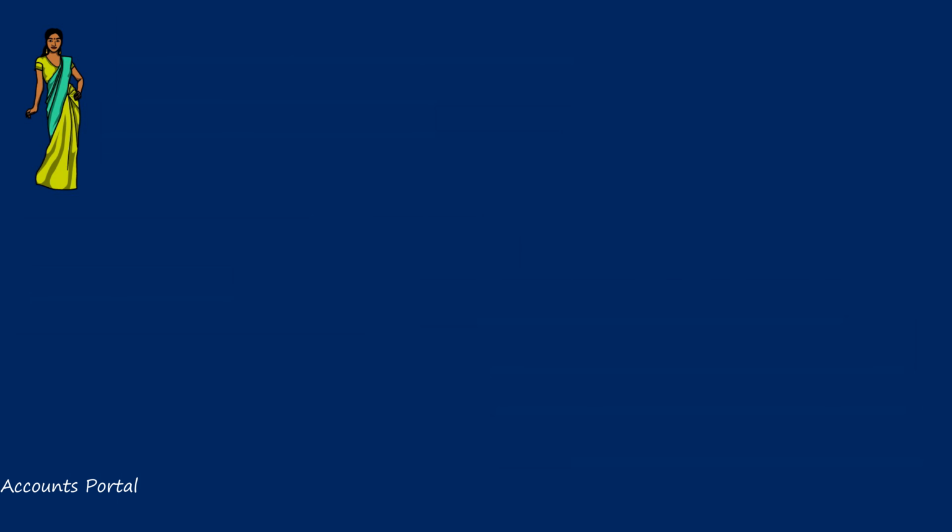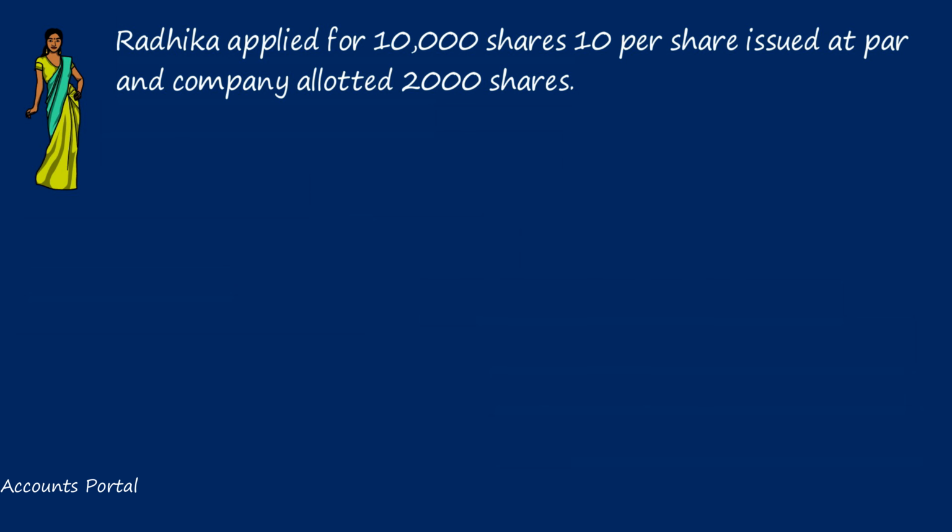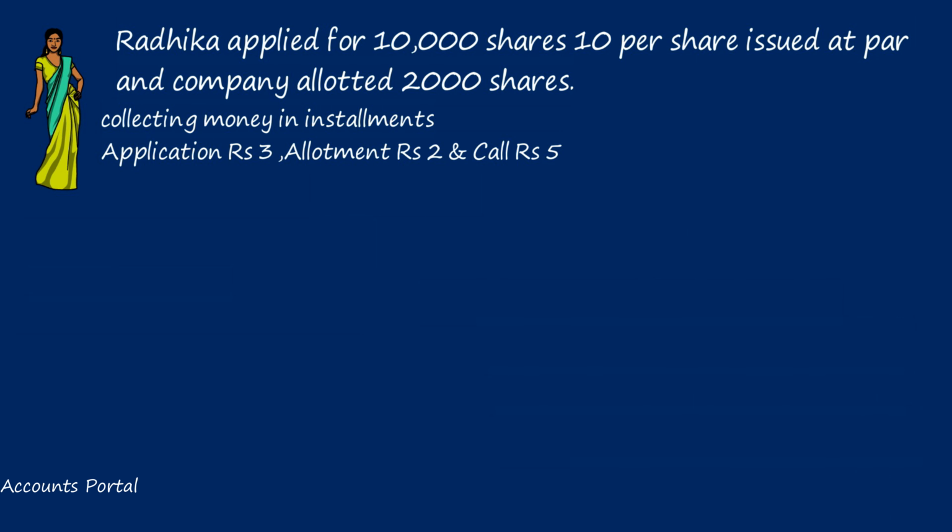Dear students, assume Radhika applied for 10,000 shares, 10 per share, issued at par, and the company allotted 2,000 shares. The company is collecting money in installments. Application rupees 3, allotment rupees 2, call rupees 5. But how many shares did the company allot to Radhika?